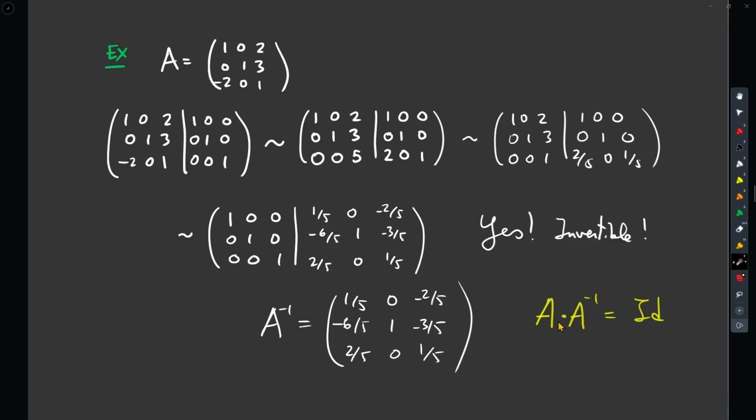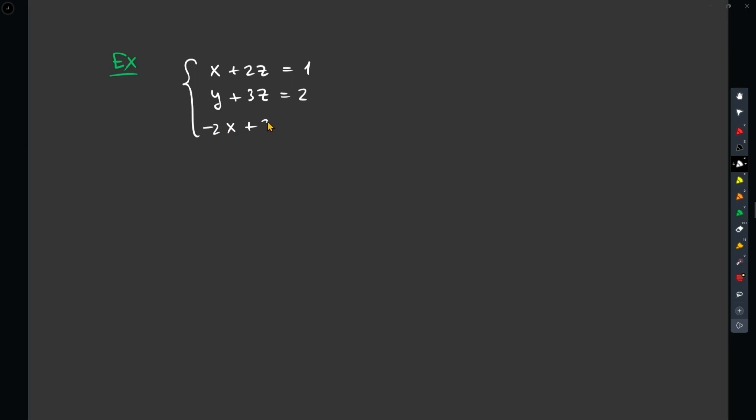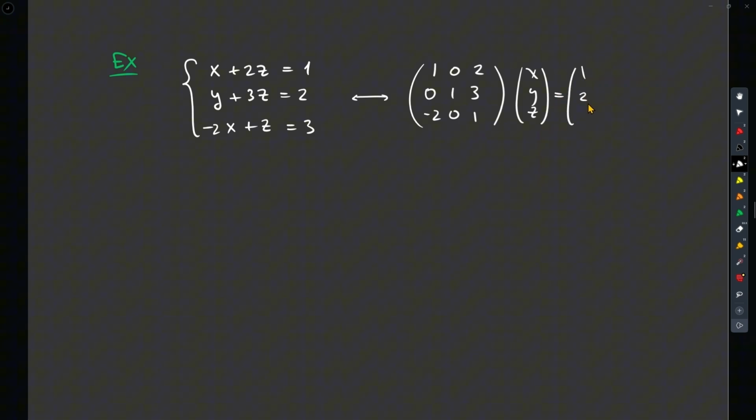Finally, let me just give you an example of how to use that inverse matrix to solve a system. So suppose I want to find a solution to x plus 2z equals 1, y plus 3z is 2, minus 2x plus z is equal to 3. If I put this in matrix form, this is given by the matrix we just worked with, equals 1, 2, 3. So this is a system AX equals 1, 2, 3.